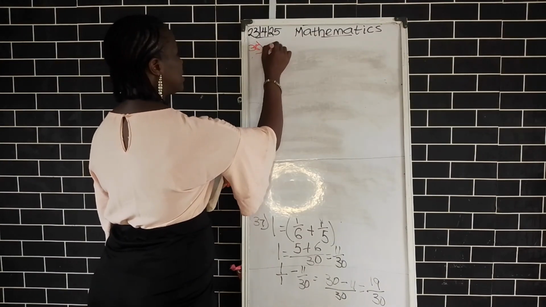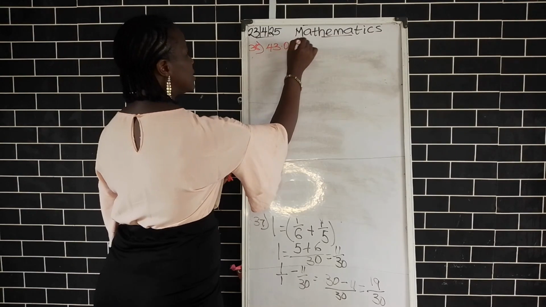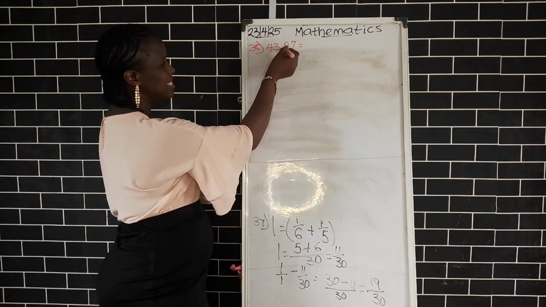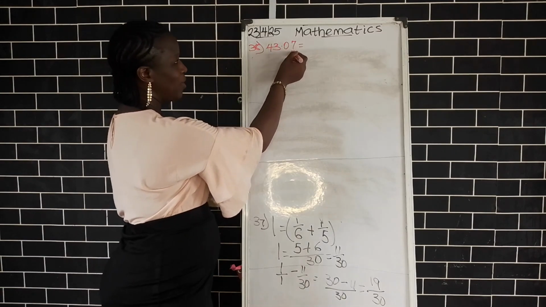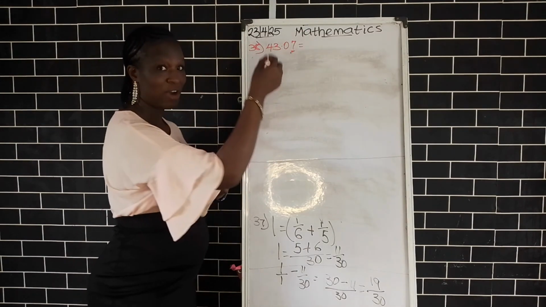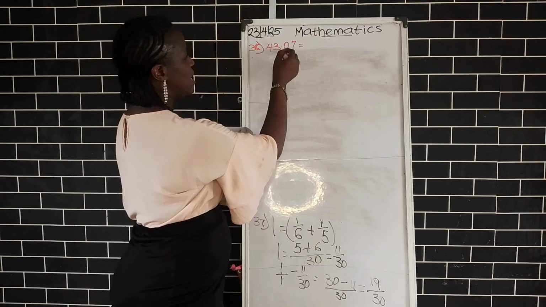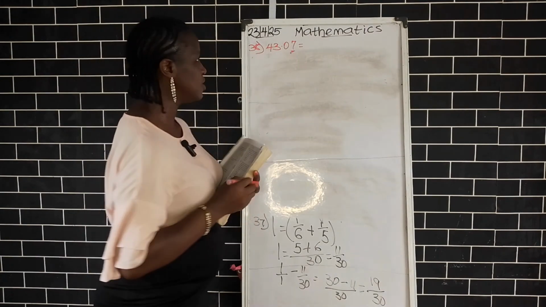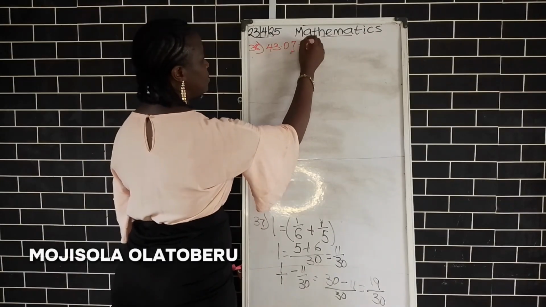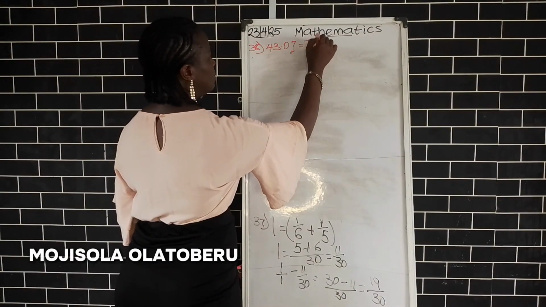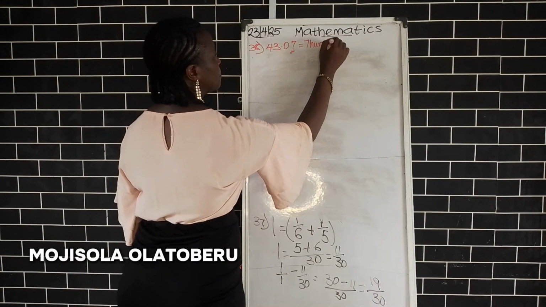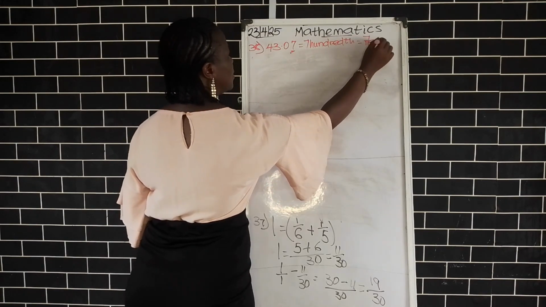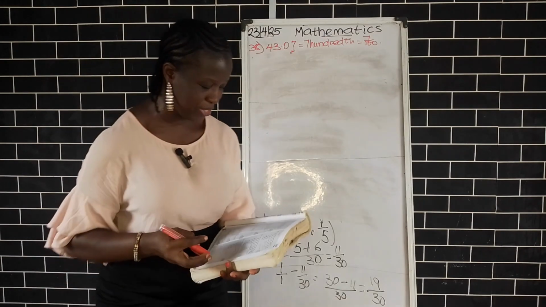We have 43.07. So what is the value of the 7? This is tens, this is units, this is over 10, over 100. The next one, in case you have, is over 1000. But when we are talking about the over 10, it is not 10, it is 10 with TH. So this 7 is going to be 7/100. I hope you get that.